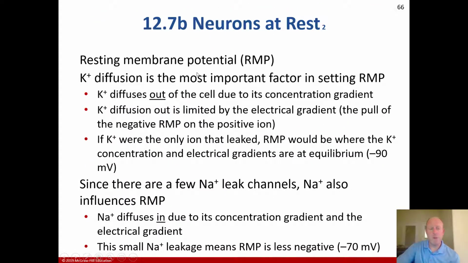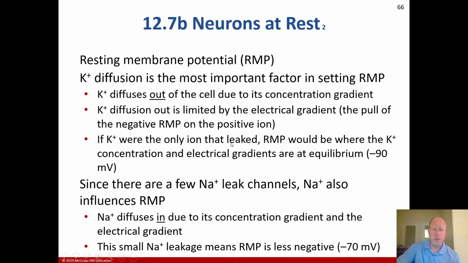With resting membrane potential, potassium diffusion is the most important factor in setting it. That's worth noting and remembering. Potassium diffuses out of the cell due to its concentration gradient. It tends to be higher within the cell, so it goes from higher to lower, outside the cell. That potassium diffusion out is limited by the electrical gradient, because of the pull of the negative resting membrane potential on the positive ion. We're typically negative on the inside and positive on the outside, and that plays a role in how much is allowed to diffuse across.